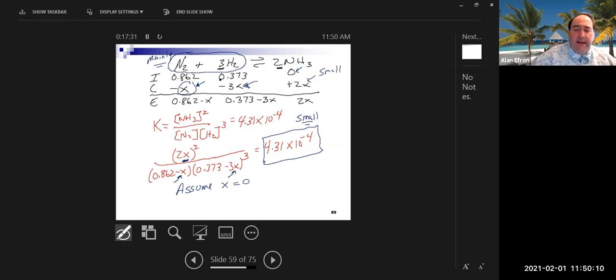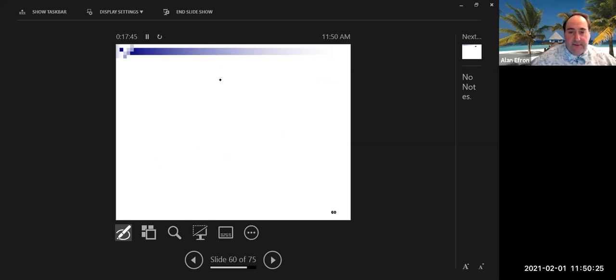Okay. So now that we have our assumption, we're only getting rid of the X's that you subtract from or add to a number. That's going to reduce this down to something more manageable. So we will end up with 2x squared up on top. Again, that's not going to change. Getting rid of the minus x leaves us 0.862 on the bottom. Getting rid of the minus 3x gives us 0.373. We still need to cube it, so you don't want to forget that part. And that's going to equal 4.31 times 10 to the minus 4.